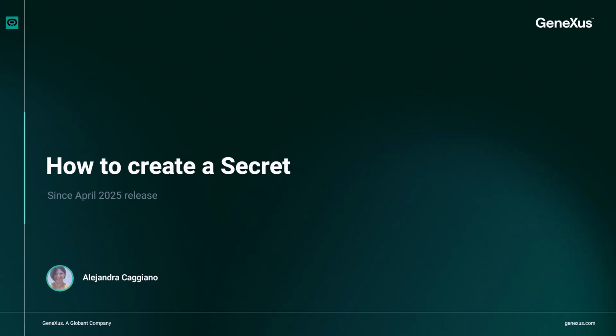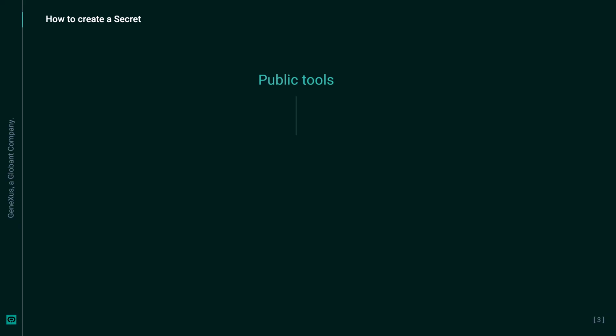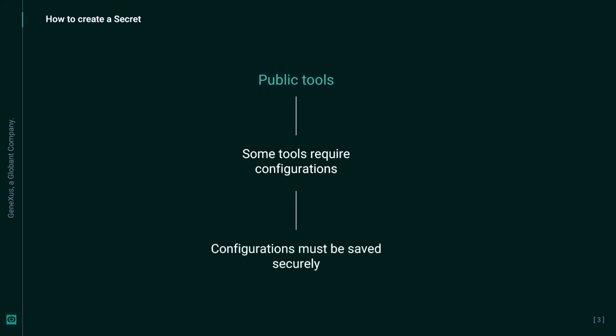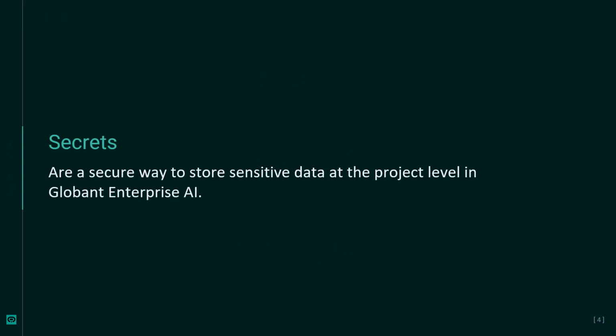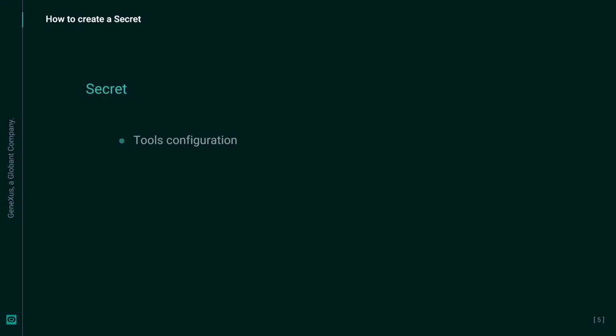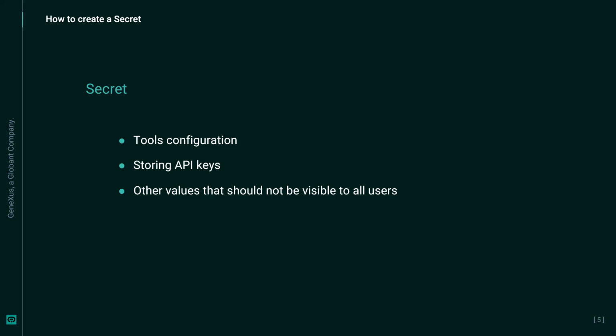We already know that Globant Enterprise AI Lab offers public tools pre-configured and available by default in each project. But some of these tools require some configuration in order to save the necessary credentials, and in turn, these credentials must be stored securely. Therefore, secrets are a secure way to store confidential data at the project level in Globant Enterprise AI. They are generally used to configure tools and store API keys or other values that should not be visible to all users working on the project.